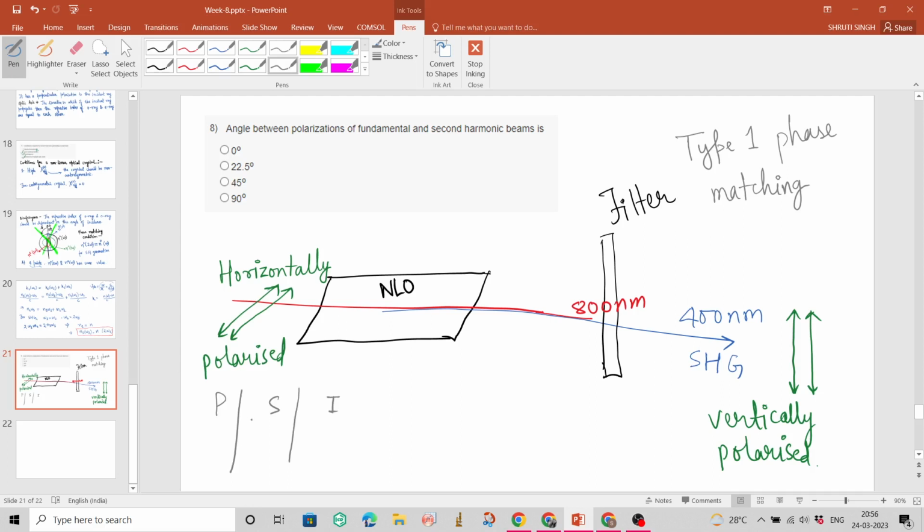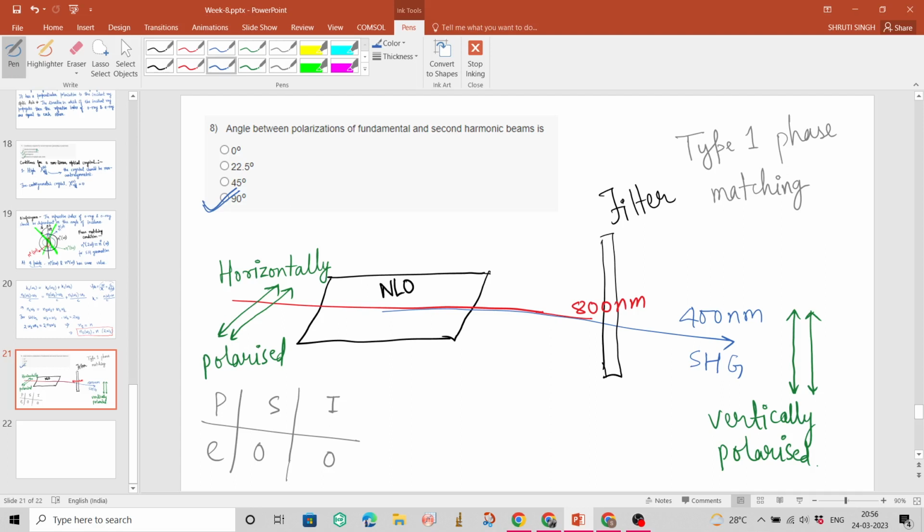Pump, signal, idler. Pump is E, signal is O, idler is also O. So in this type of phase matching, the polarization of the second harmonic will be perpendicular to the polarization of the fundamental or of the incident line. So the fundamental here is 800, which is horizontally polarized. So the second harmonic which we will get out of it will be 400. So to answer this question here, the answer will be: angle between the polarizations of fundamental and second harmonic beam will be 90 degree.